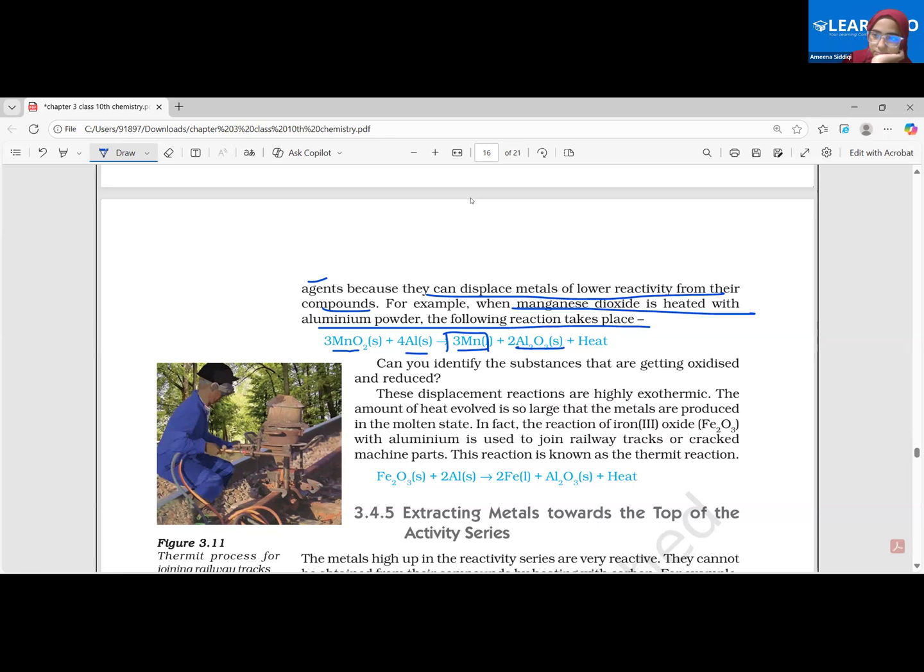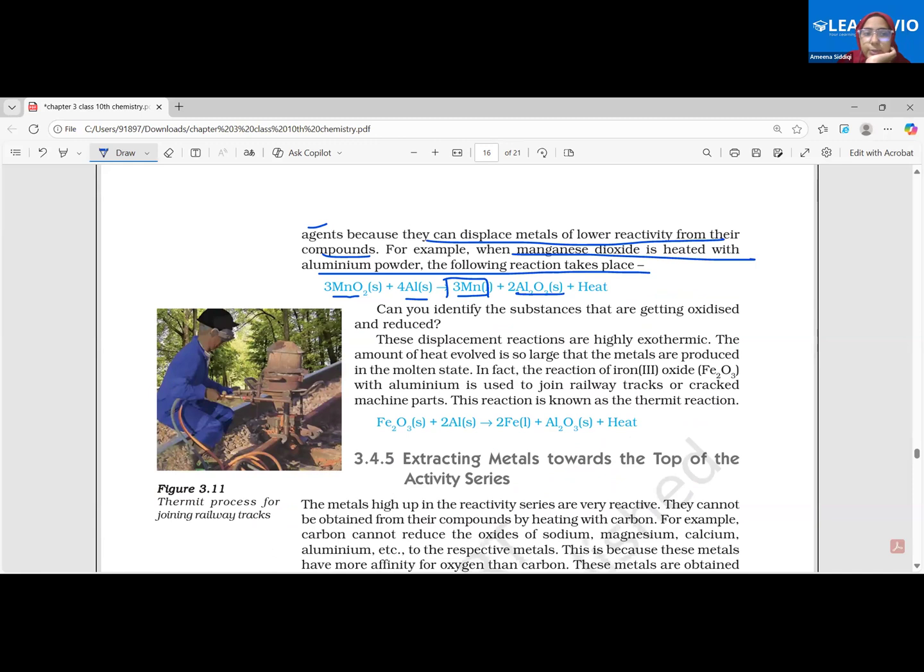Now see, next point. Can you tell me what is being reduced and what is being oxidized in this reaction? Aluminium is being oxidized. Good. Aluminium is oxidized from aluminium to aluminium oxide. Very good. Manganese is being reduced. So manganese oxide is reduced to manganese, that is the metal form. That is how you will say it.